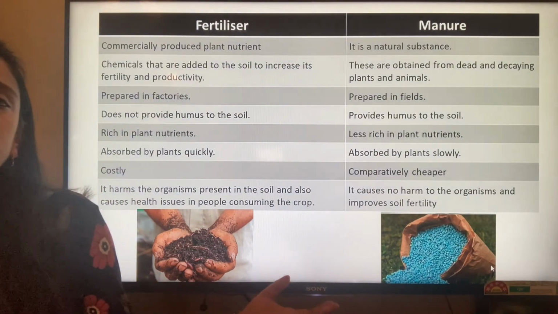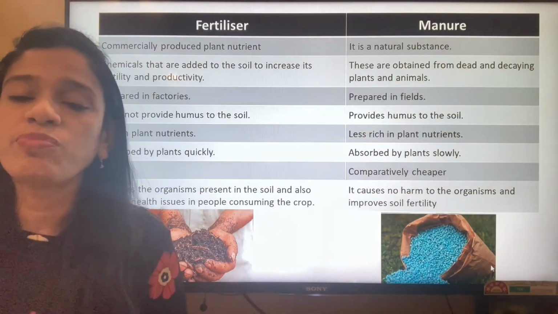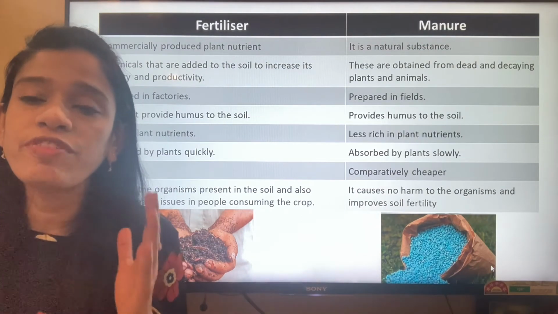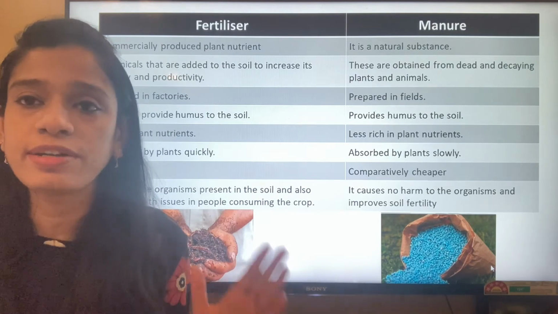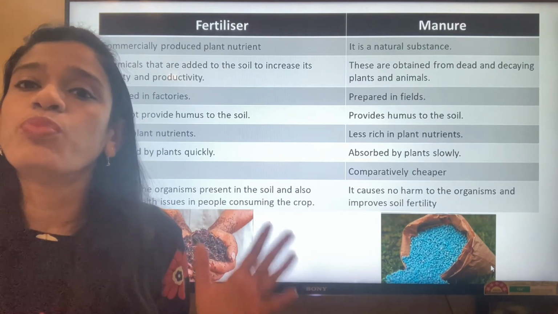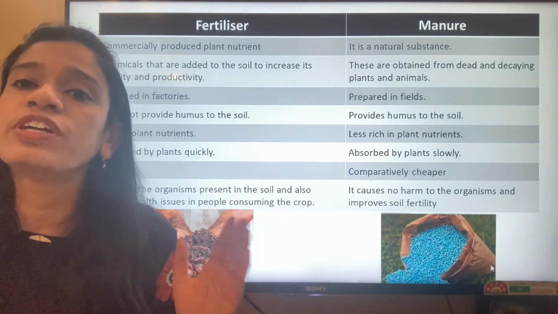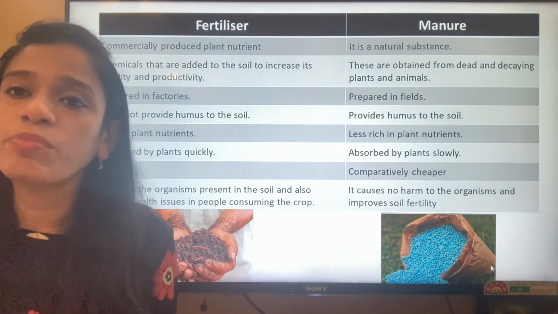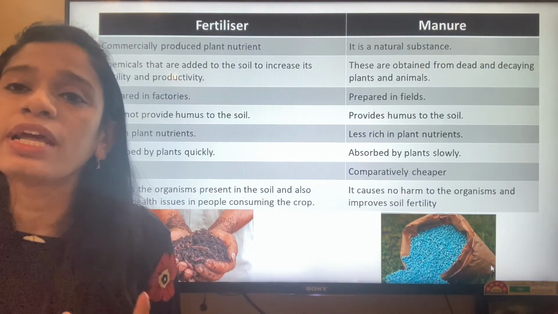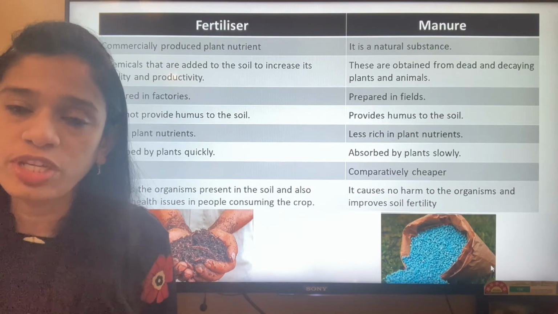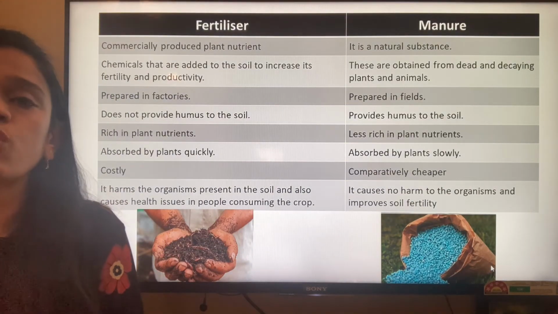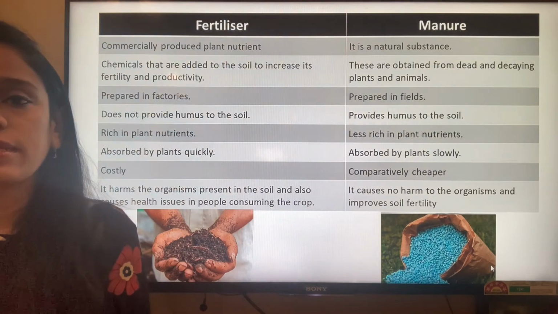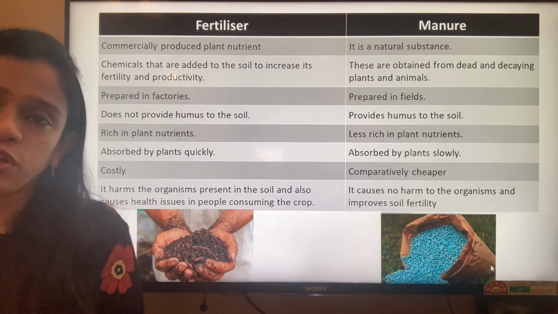So this difference, we must learn it properly and we must know it thoroughly and we must have a clear idea about the differences between a fertilizer and a manure, because both are used for the same purpose, but they are completely different from each other. If you want, you can take a snapshot of these differences so that we can go through it later and memorize it properly for the exams.